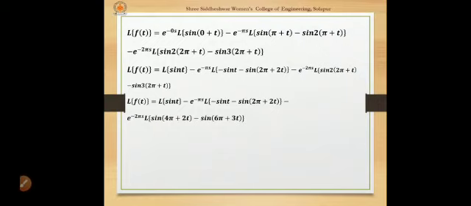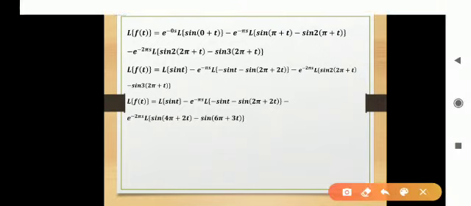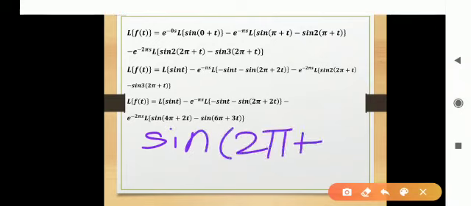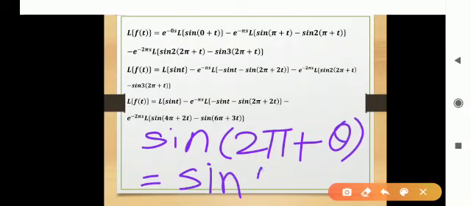Now we have to use some trigonometric results. What are those results? Sin of 2 pi plus theta. What is sin of 2 pi plus theta? Again you have to use sin of a plus b expansion. So it gives sin 2 pi cos theta. Sin 2 pi is always 0, so the first term is equal to 0, plus cos 2 pi sin theta. Now cos 2 pi is 1, so cos 2 pi sin theta is 1 into sin theta. So it becomes only sin theta.